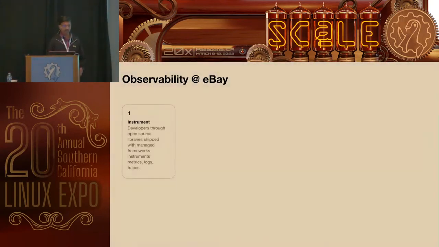Observability at eBay. The observability journey, as in most companies, starts with instrumentation. Developers, through the use of open source libraries that are shipped along with our managed frameworks. These frameworks are used by every eBay developer as they come with pre-bundled utilities like tracking, observability, and any other things that are commonly required by every developer to build applications that power the eBay site. So they use the open source libraries like Prometheus client, OpenTelemetry client, and they instrument metrics, logs and traces.